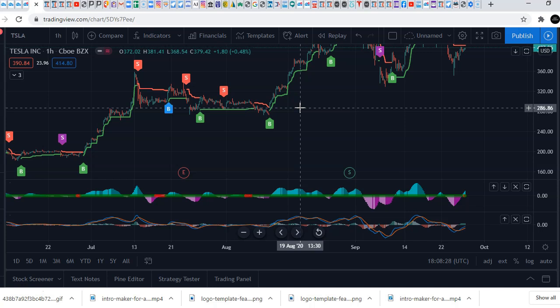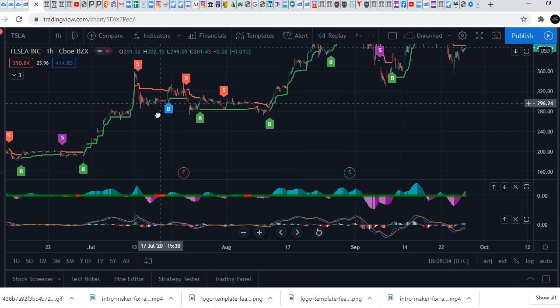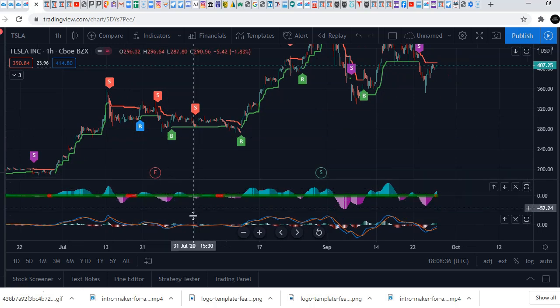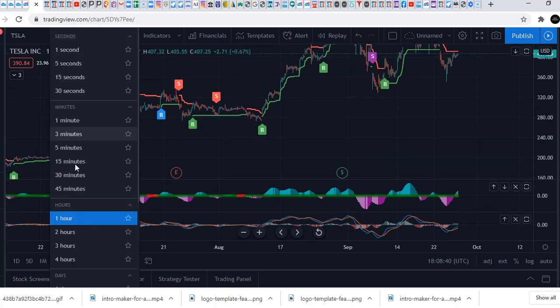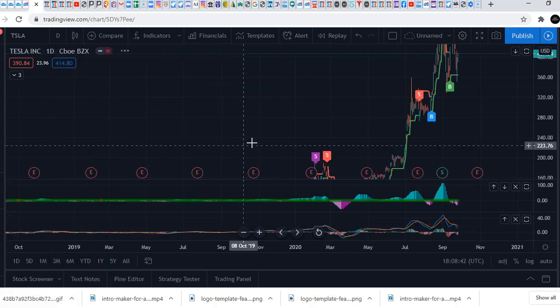Okay, so the first thing you're going to want to do: we've got everything set up here. We've got the invest cheat code indicator on here. We've got our TTM squeeze and our MACD. So the first thing you want to do is take a look at what's going on on the daily time frame.